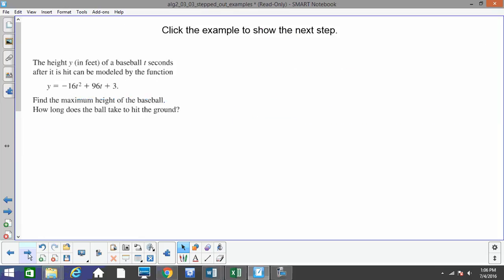All right, word problems, everybody's favorite. The height, in feet, of a baseball t seconds after it is hit can be modeled by the function -16t squared plus 96t plus 3. Find the maximum height, and how long does it take to hit the ground? There are a couple different ways that we can go about doing it.